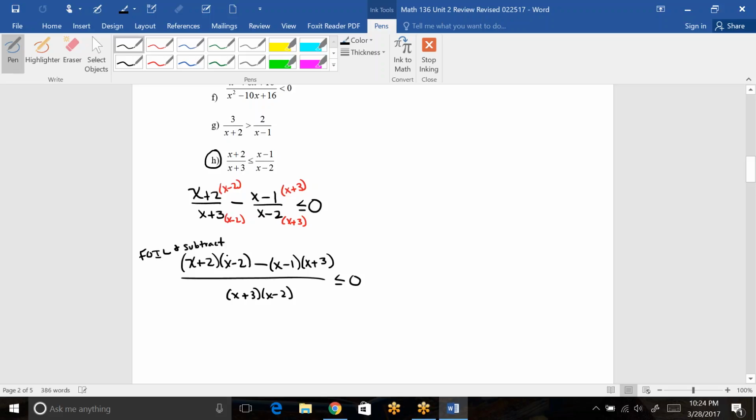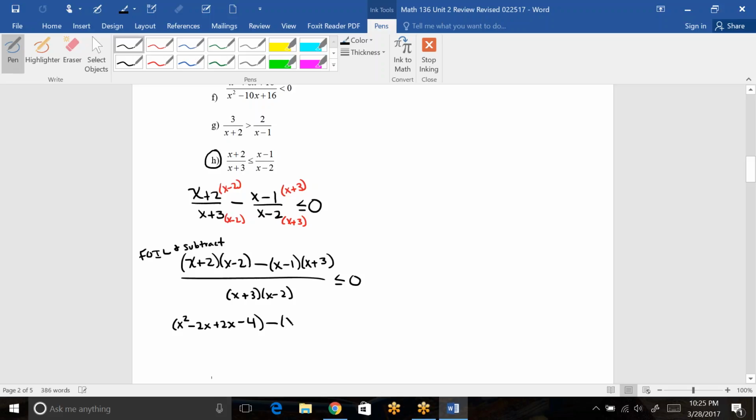Okay, so we need to FOIL these out. So this would be x times x, so that would be x squared minus 2x plus 2x, and negative 2 and 2 makes negative 4. I still have my minus sign because I haven't done anything with that yet.